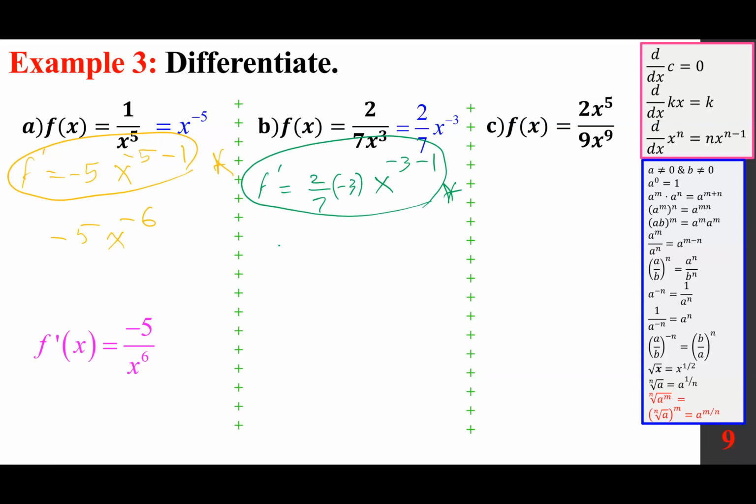Now, algebra. -6/7 x to the power of -4. I'm going to take this down and make it x to the power of +4. This is the final answer using the power rule.